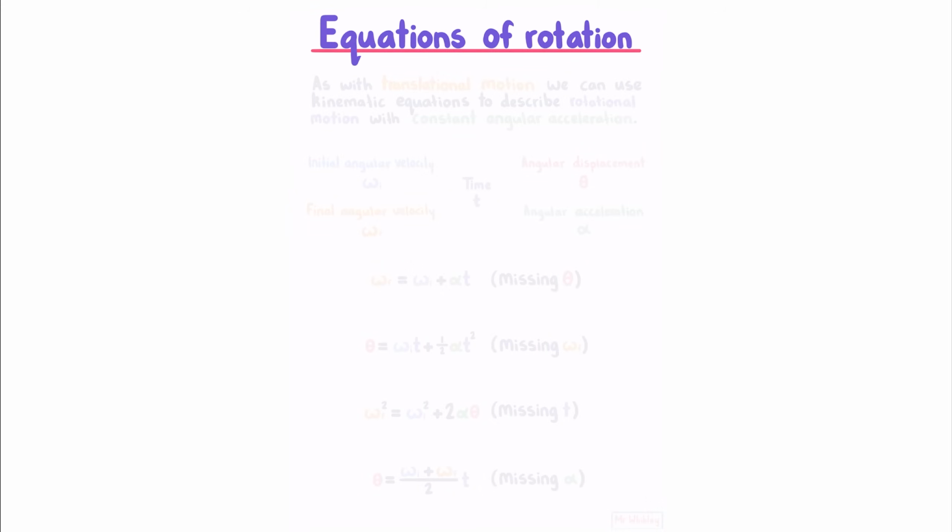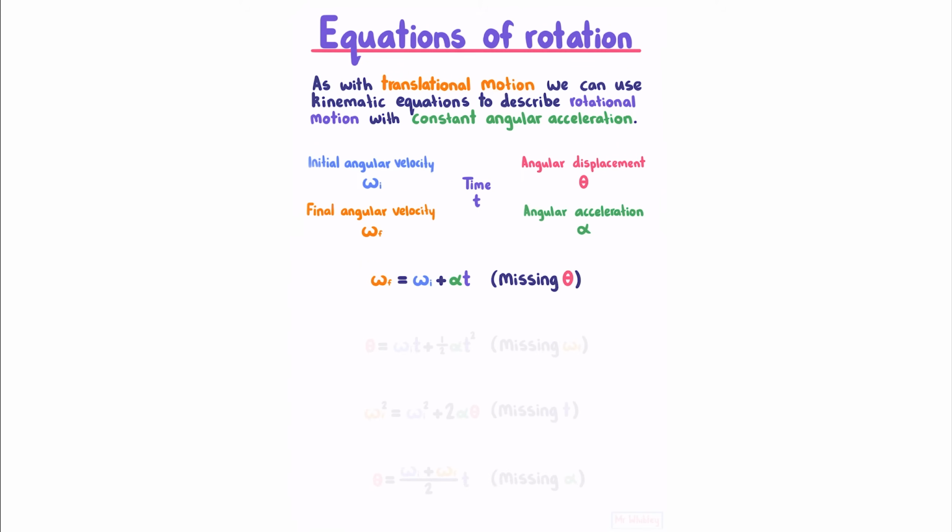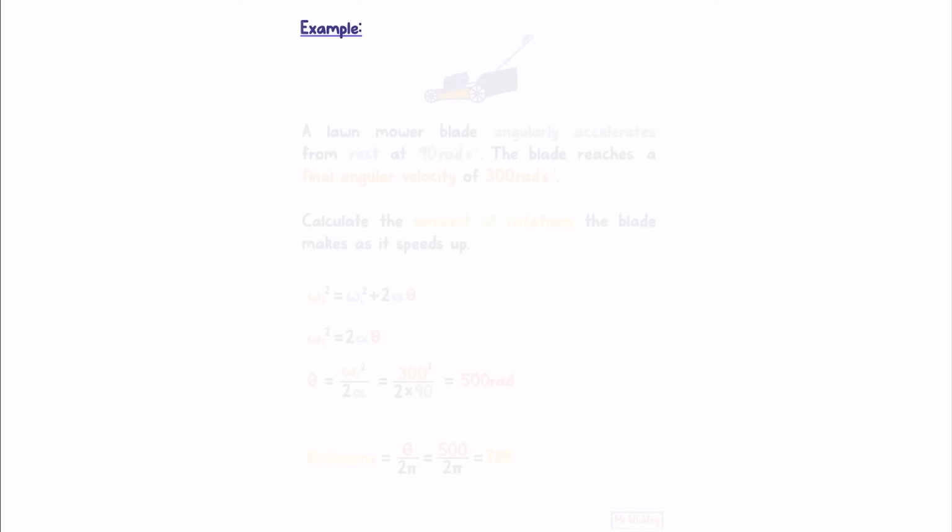Equations of rotation. As with translational motion, we can use kinematic equations to describe rotational motion with constant angular acceleration. For this, we can define the quantities initial angular velocity, omega i, final angular velocity, omega f, our time, angular displacement theta, and angular acceleration alpha. Our rotational kinematic equations are exactly the same as the linear ones, just with rotational quantities. Let's use one in an example.